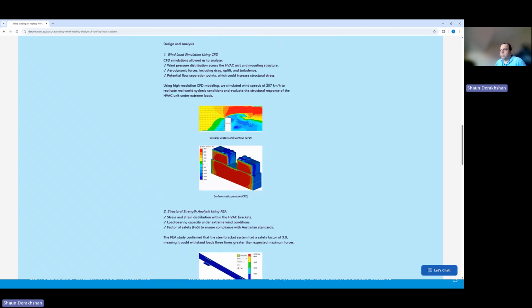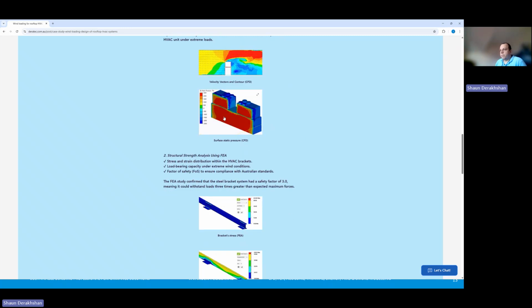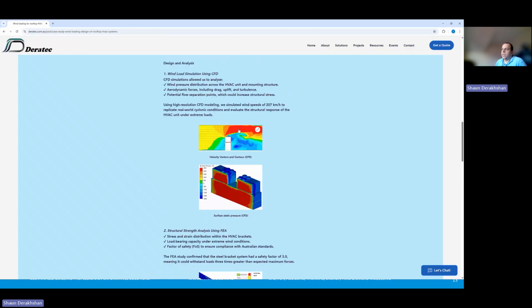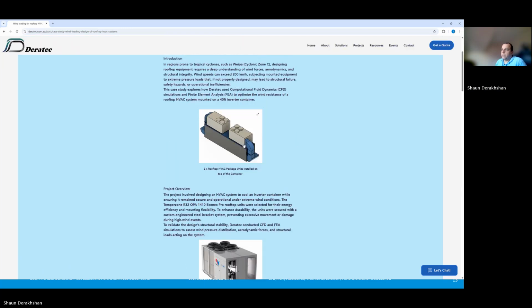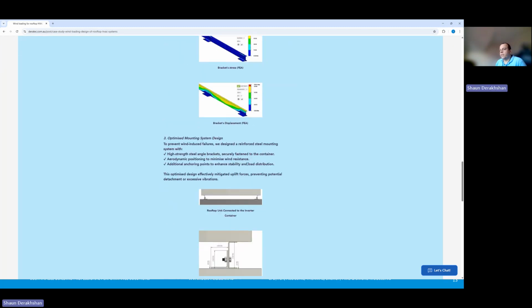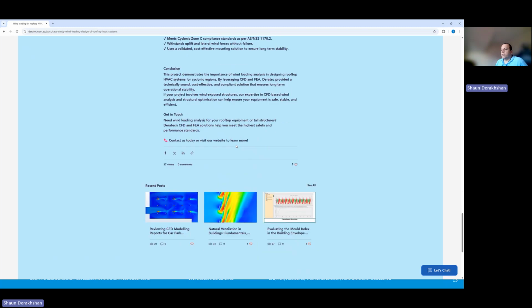So what happened? We simulated again for wind, 207 kilometers per hour, which is very high wind. Imagine driving your car at 207 kilometers per hour, so it's very high pressure. So we calculated the pressure and then applied it to the structure to see whether the structure is enough to carry this wind or not.